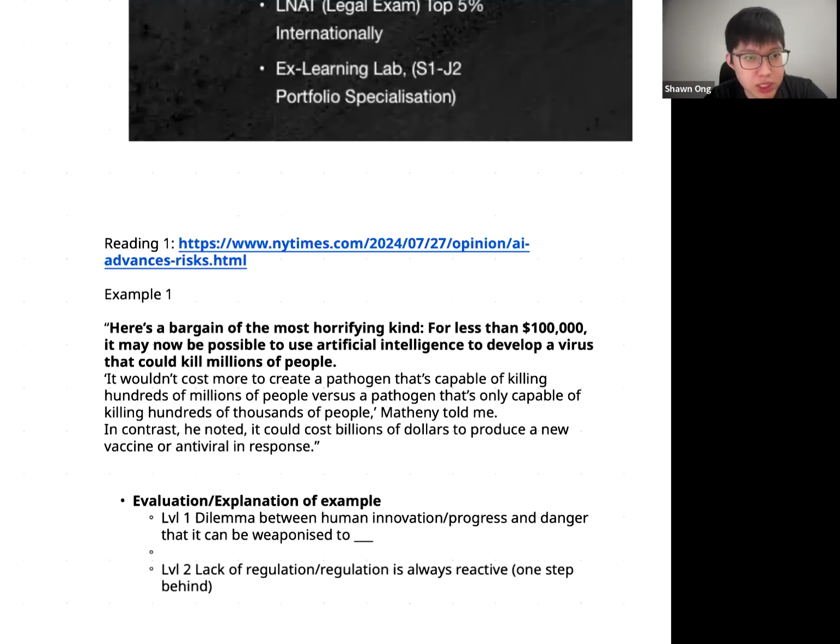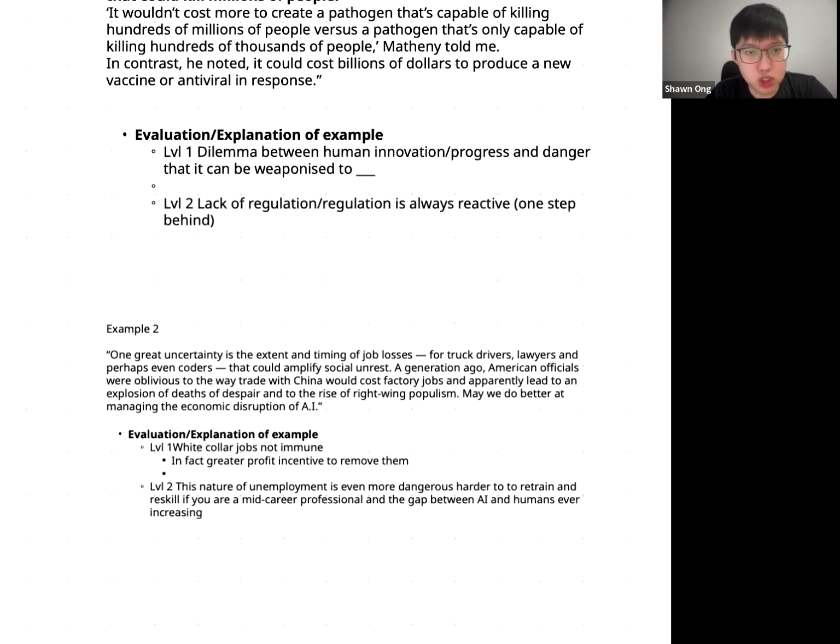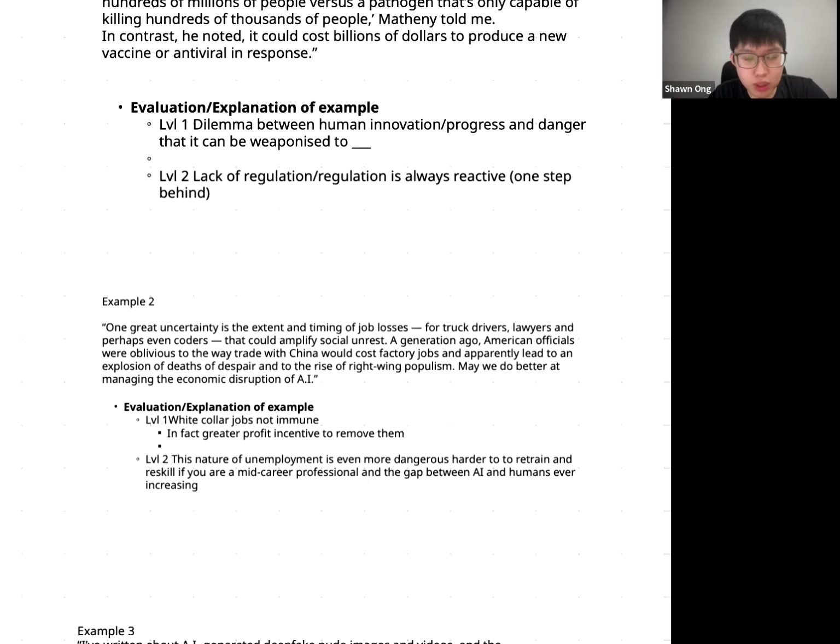Okay, that's the first example. The second example is about job displacement and job loss. If you want to talk about this, I'll phrase it as job displacement. It's the same idea as job loss, but it just means that you're removed from your original job. In the article, a very key idea is that it's not just displacement for one group of people, it's across all rungs of society, from truck drivers to lawyers and even coders.